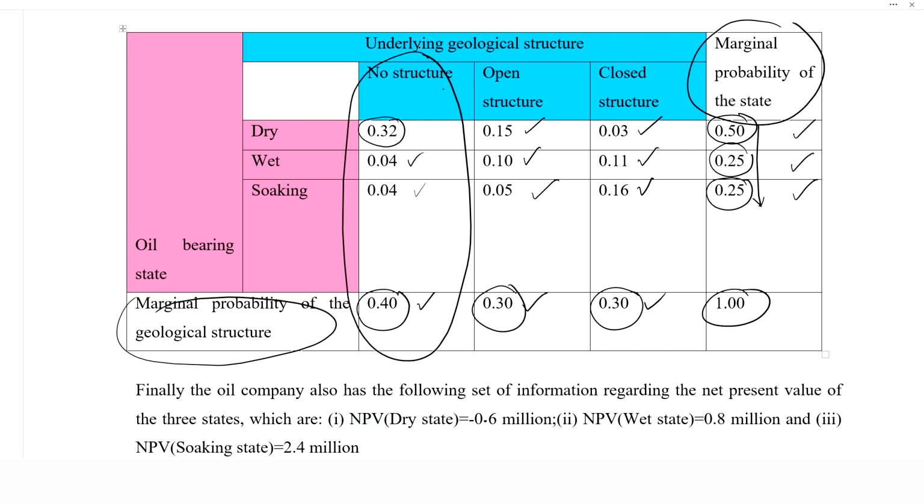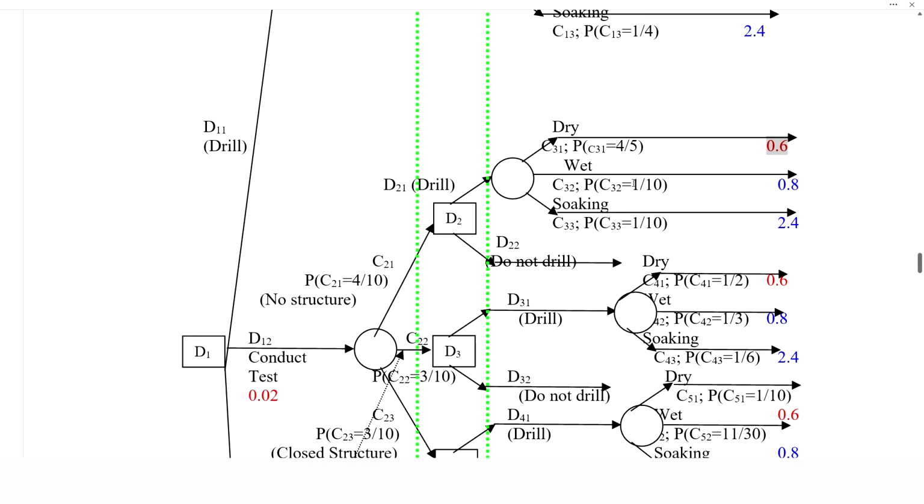So, the values are 0.32 by 0.4, 0.04 by 0.4, 0.04 by 0.4. 0.04 by 0.4 comes out to 1 by 10, and 0.04 by 0.4 for the third, which is soaking, also comes out to 1 by 10, and for the case when it is 0.32 by 0.4, it comes out to be 4 by 5.